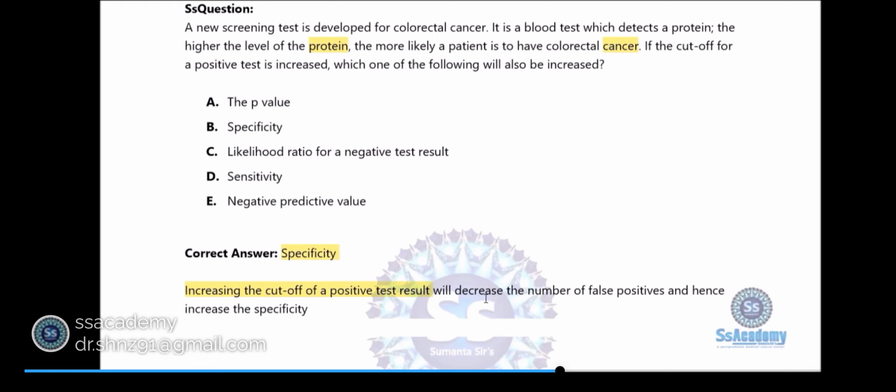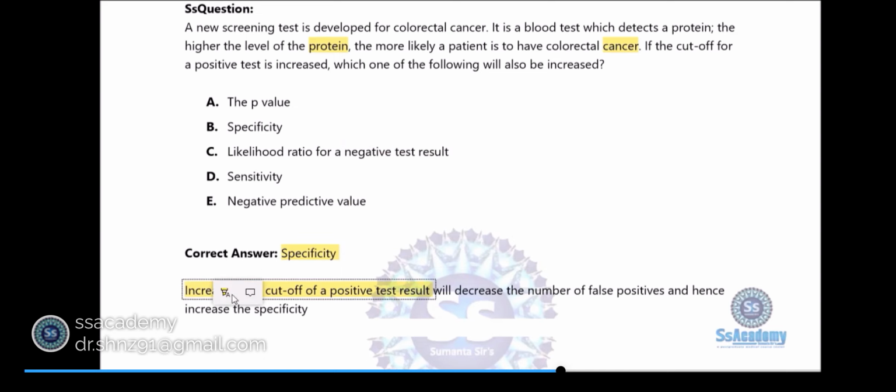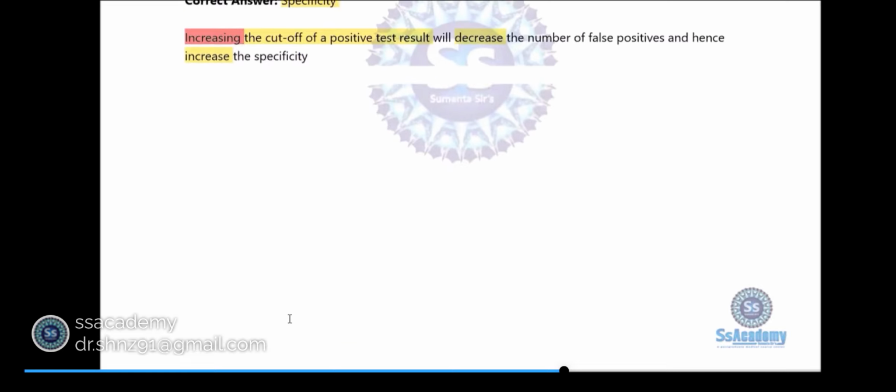So the cutoff for positive test results is important. Increasing the cutoff will decrease the number of false positives, and hence increase the specificity. So the rule is: increasing the cutoff of test results increases the specificity. Increase means the cutoff and specificity. These are the two important words that you need to remember here, and we'll see more later on.